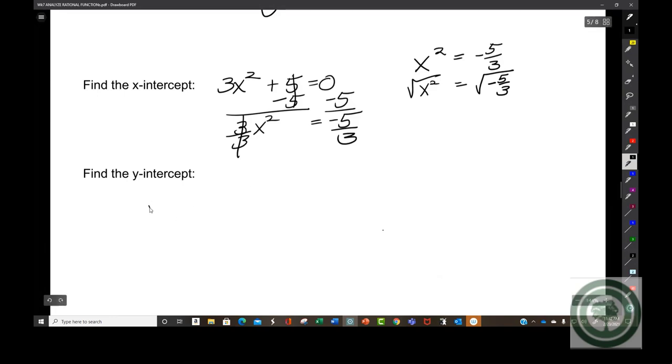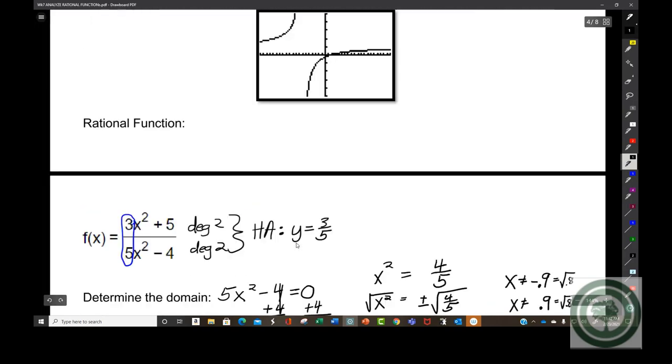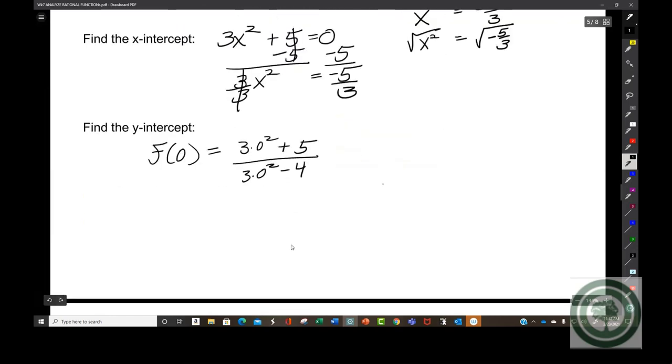Okay, that's going to be f of 0 equals 3 times 0 squared plus 5 over 3 times 0 squared minus 4, I think. Yes. Well, that's 3 times 0 plus 5 over 3 times 0 minus 4. That's a 0, that's a 0. 0 plus 5 is 5. 0 minus 4 is negative 4.